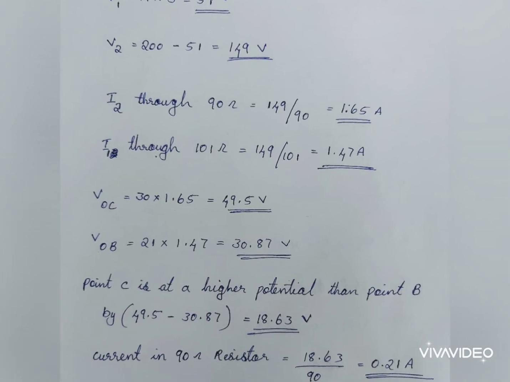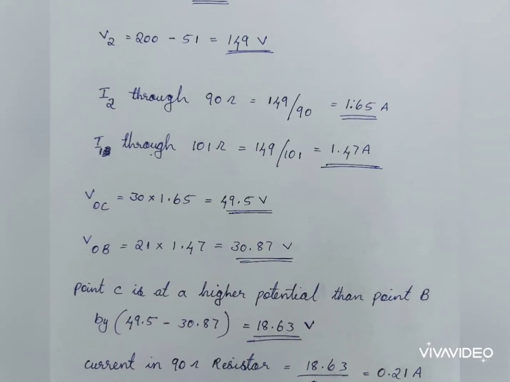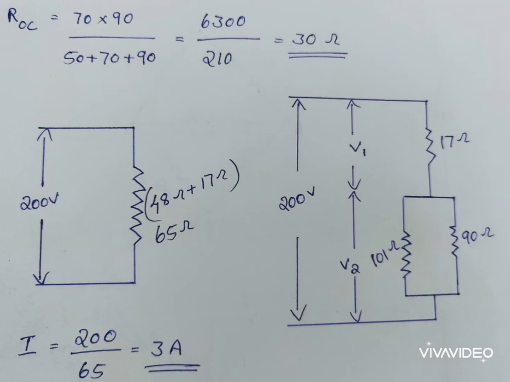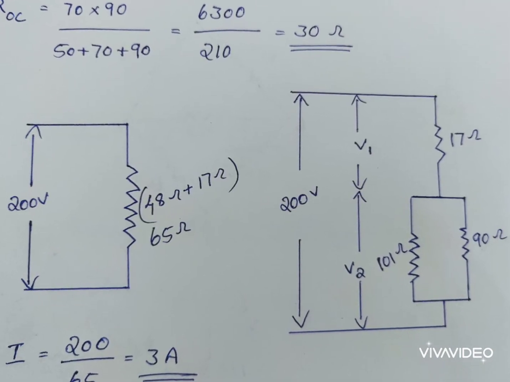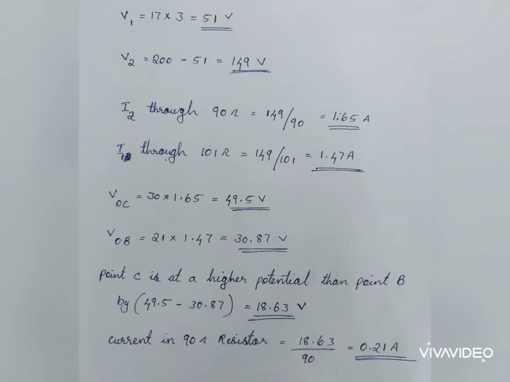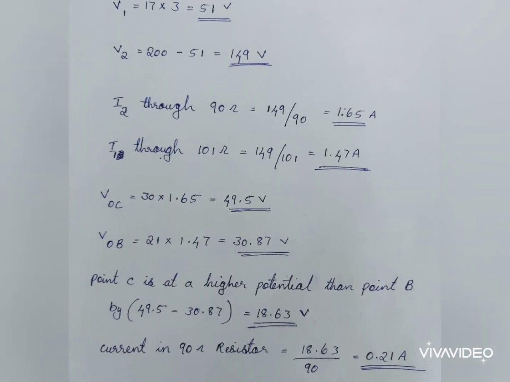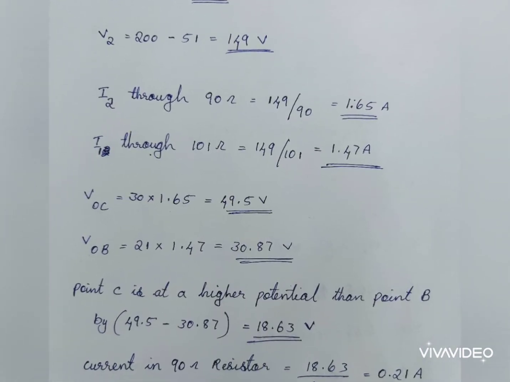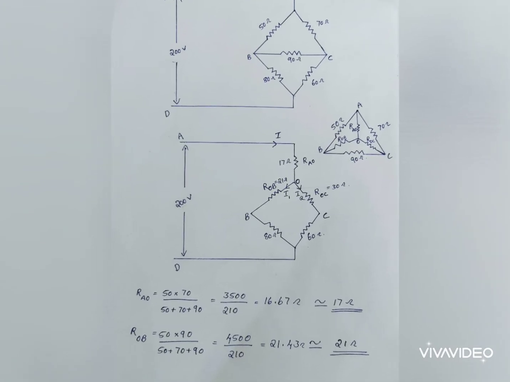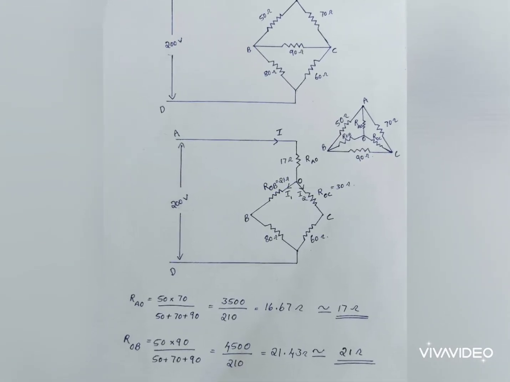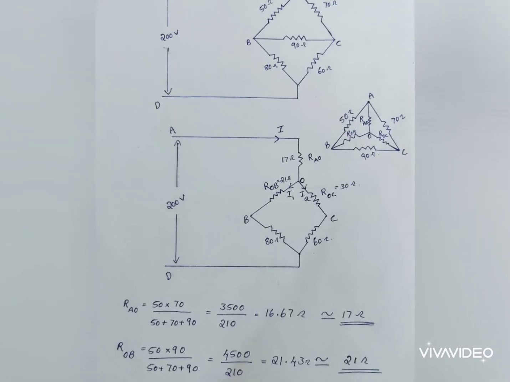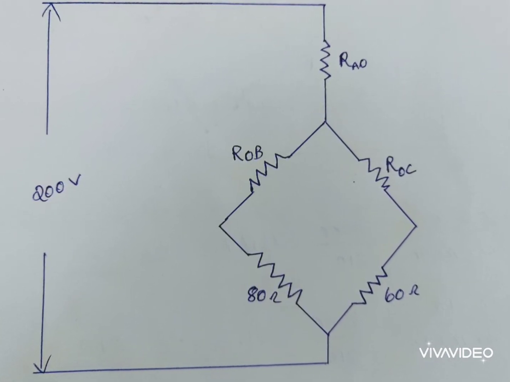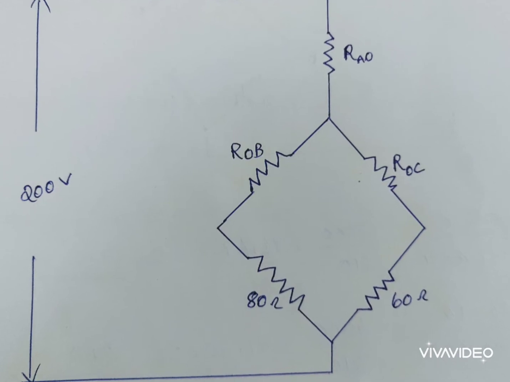Then you have to find the current in 90 ohm resistor. So current in 90 ohm resistor means the voltage drop, or the voltage across BC, the terminal BC. So VBC divided by 90 ohm resistor, you will get the current in 90 ohm resistor. For that, you have to find V1. V1 is the voltage across 70 ohm resistor and V2 is the voltage across 65 ohm resistor, or the equivalent resistance 65. So V1 you will get 51 volt and V2 is V minus V1. Then I2 through 90 ohm resistor, then I1 through 101 ohm resistor. So you will get I1 and I2.